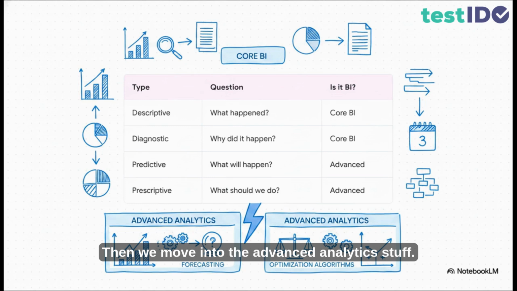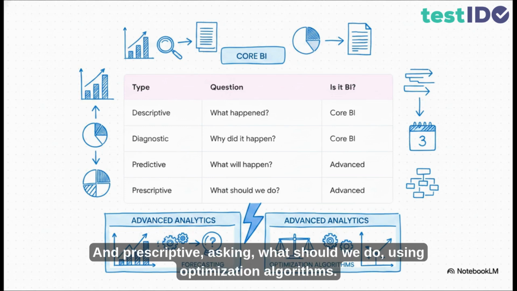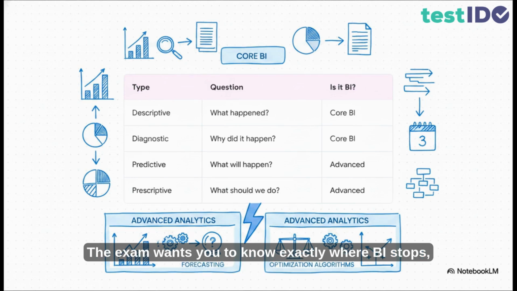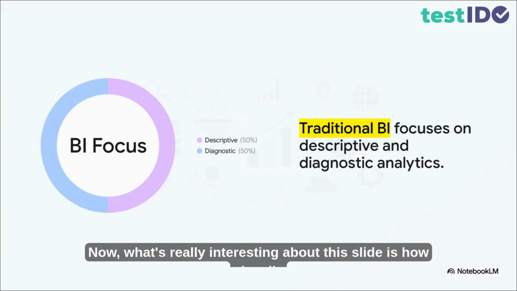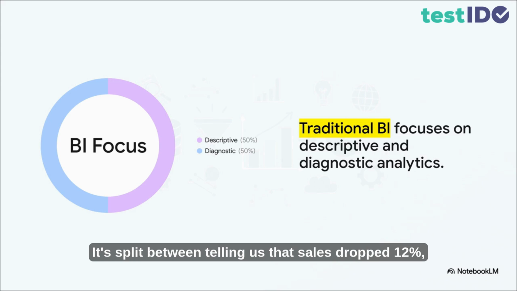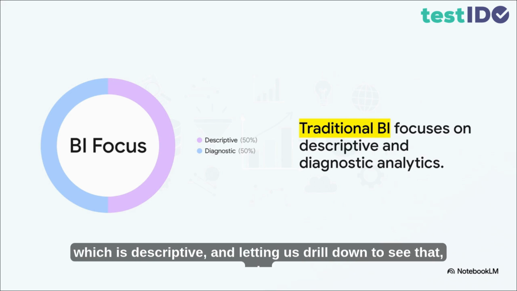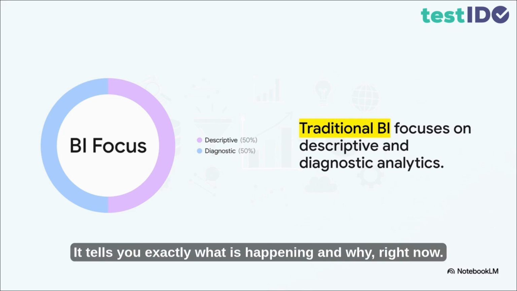Then we move into the advanced analytics stuff. Predictive, which asks what will happen, using forecasting models. And prescriptive, asking what should we do, using optimization algorithms. The exam wants you to know exactly where BI stops and advanced analytics begins. Now, what's really interesting about this slide is how visually clear the restriction is. Traditional BI operates almost exclusively in those first 2 realms. It's split between telling us that sales dropped 12%, which is descriptive, and letting us drill down to see that a supply chain disruption actually caused it, which is diagnostic. It does not predict the future for you. It tells you exactly what is happening and why, right now.